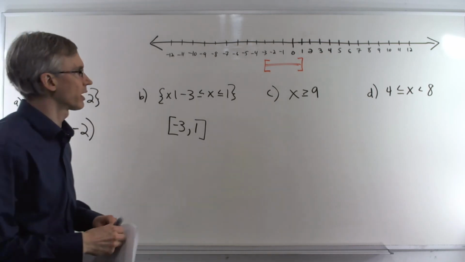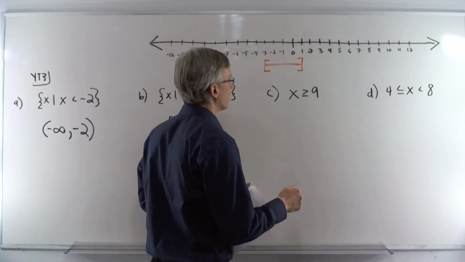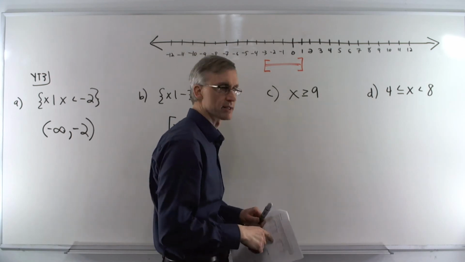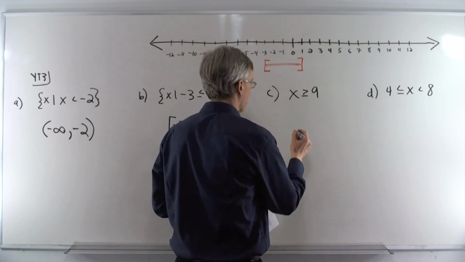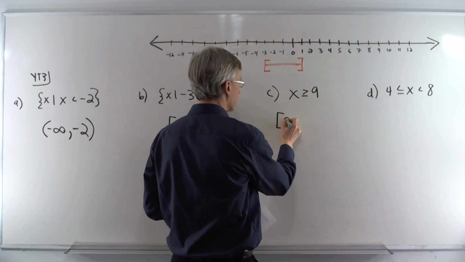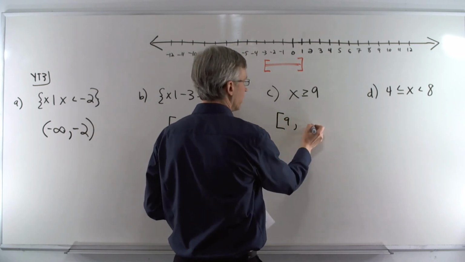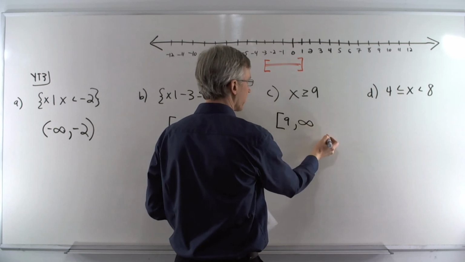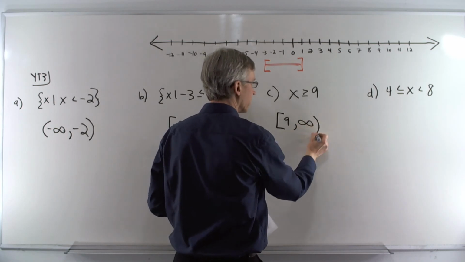Next up, x greater than or equal to 9. So that means 9 is the smallest number in the set, and we're going infinitely to the right. It is greater than or equal to, so we'll start with a bracket, smallest number on the left, going all the way out to infinity on the right. Since it's infinity, that's a parenthesis.